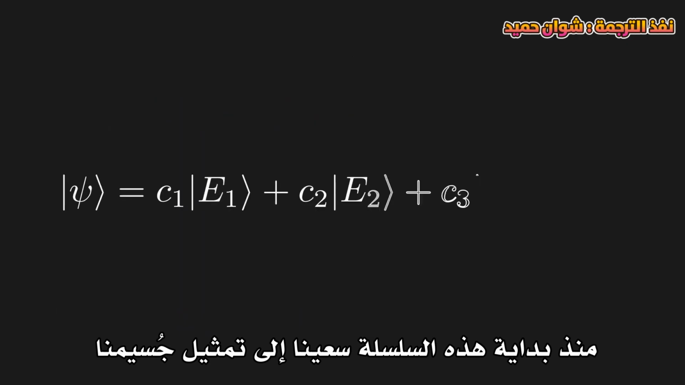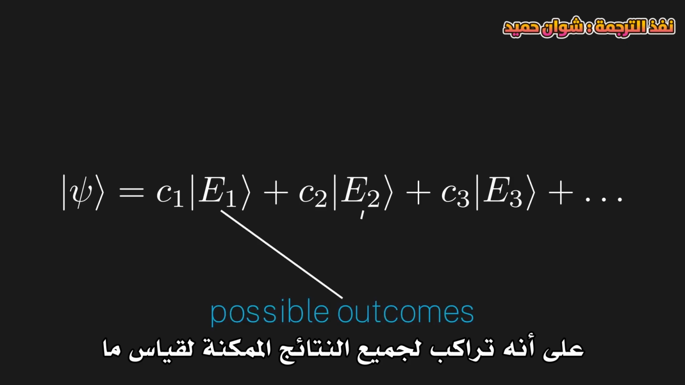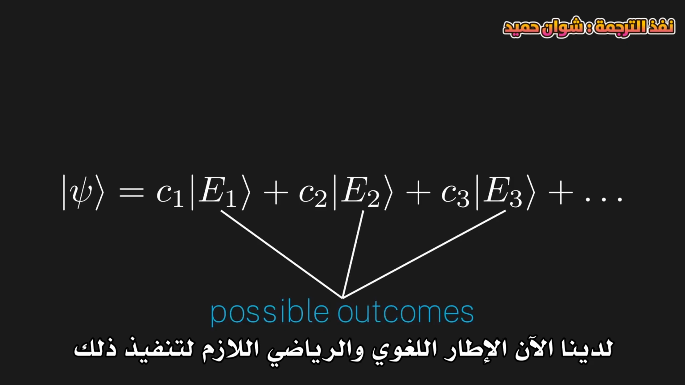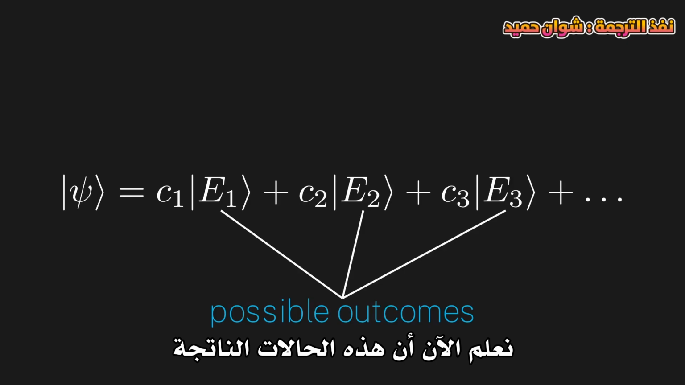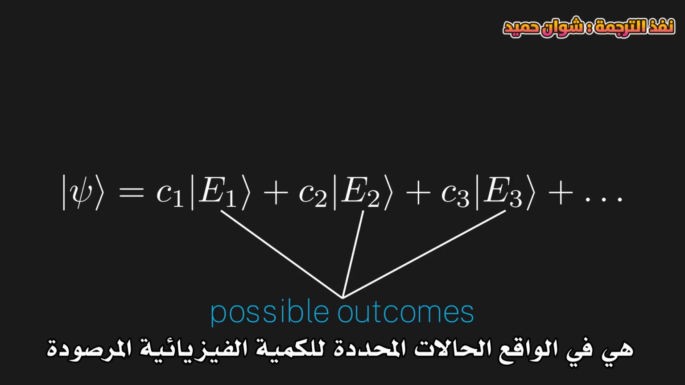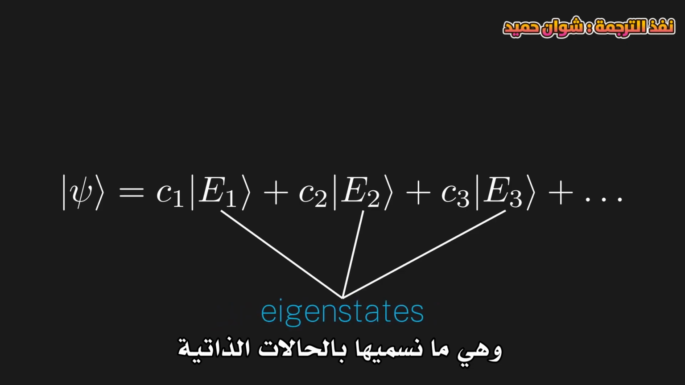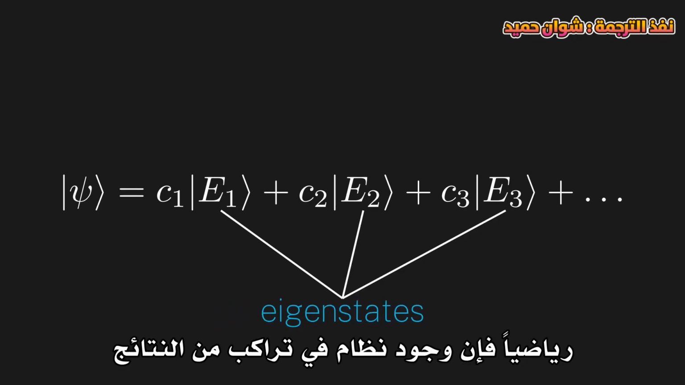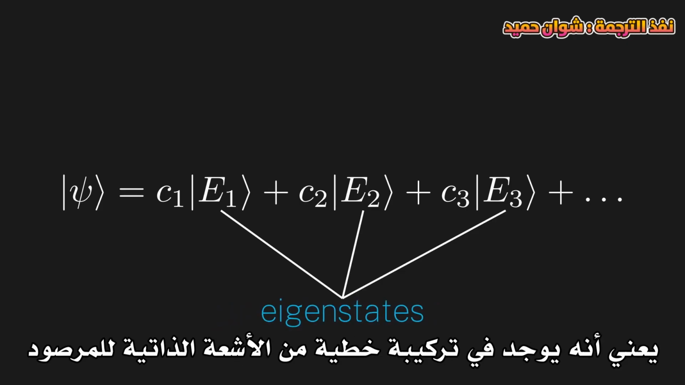Now let's relate this to our current understanding of quantum states. Ever since the start of the series, we've wanted to represent our particle as a superposition of all possible outcomes of a measurement. We now finally have the framework and language to do so. We now know that these outcome states are actually the definite states of the observable, which are its eigenstates. So, mathematically, being in a superposition of outcomes is done by being in a linear combination of an observable's eigenvectors.